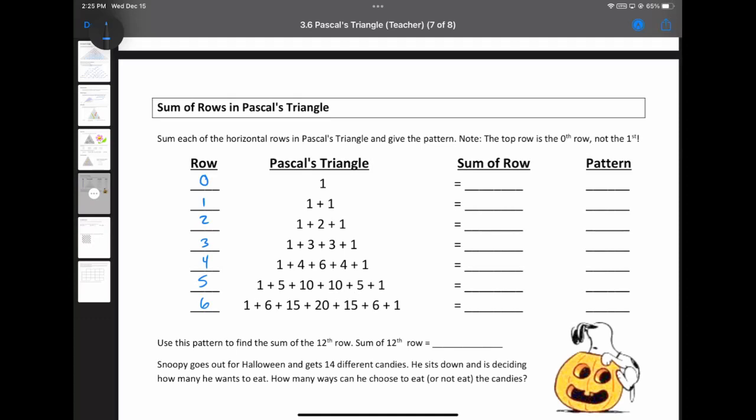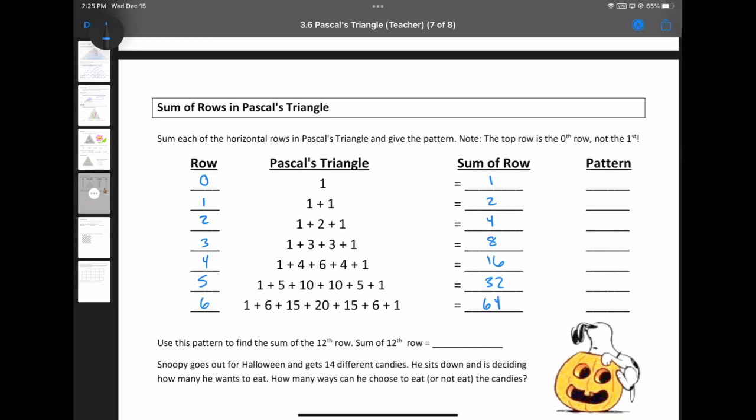So the sum of the first row, that's pretty easy to come up with, is 1. Sum of the second row is 1 plus 1 is 2. Next one's 1 plus 2 plus 1, that's 4. 1 plus 3 plus 3 plus 1 is 8. The sum of the next row is 16. The sum of the next row looks like it's 32. And that last row is 64.